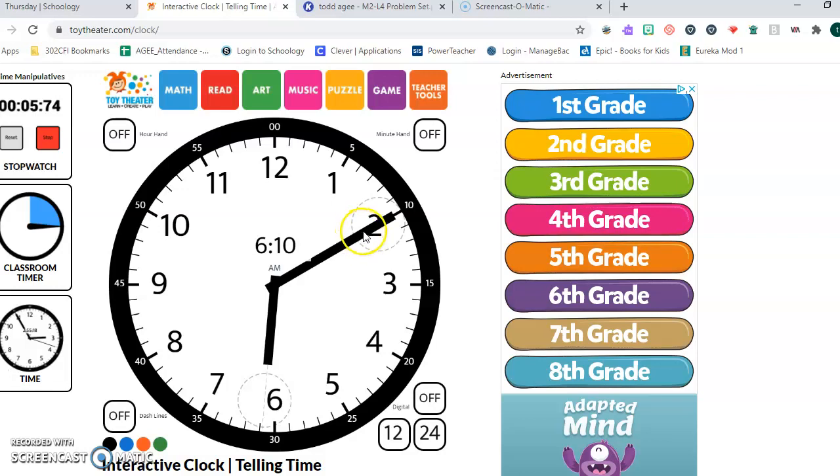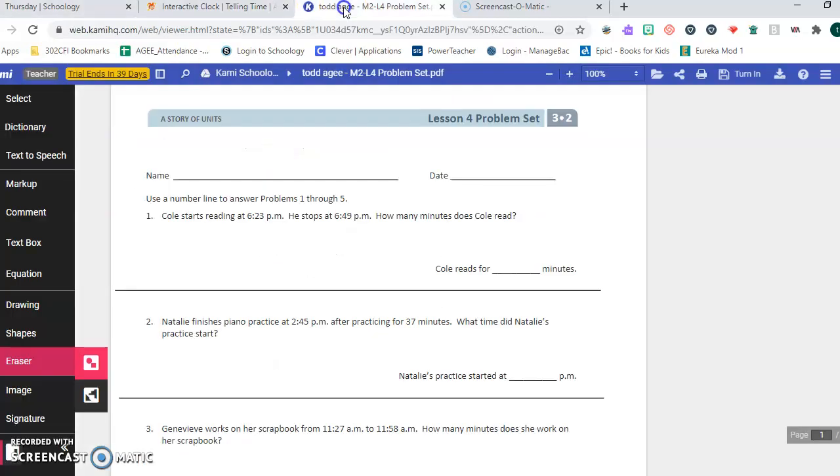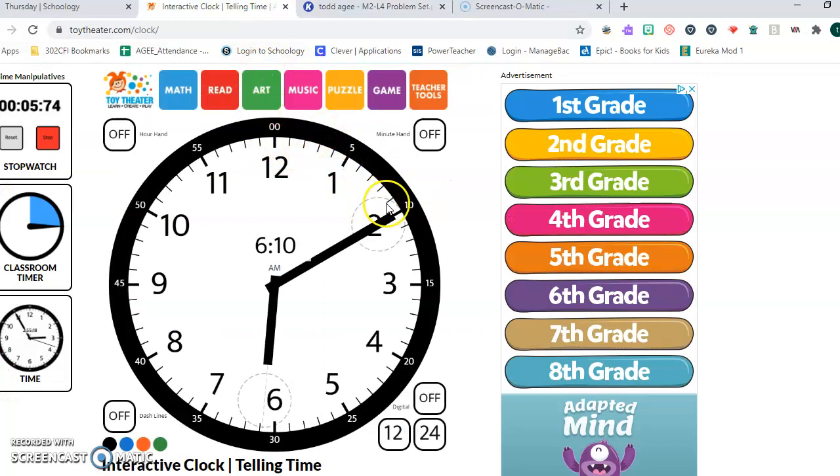So this is a really useful tool for you that is probably even a better tool than the number line, just because it mimics the clock. It is a clock, and you can move the hands just like the clock hands move. But in the assignment, you'll see that we're in the lesson 4 problem set here. They tell you to use a number line to answer problems 1 through 5. So even though the clock naturally is like a number line, it's a circular number line that repeats.